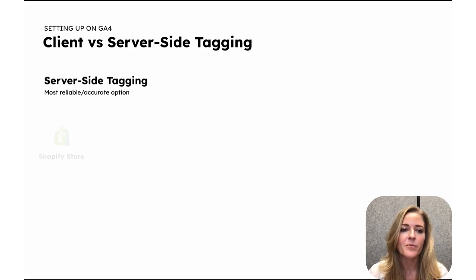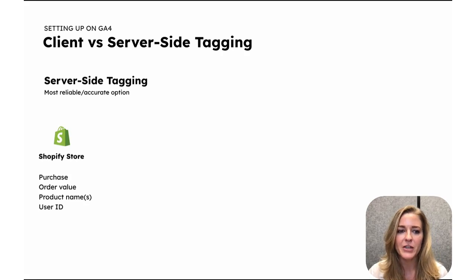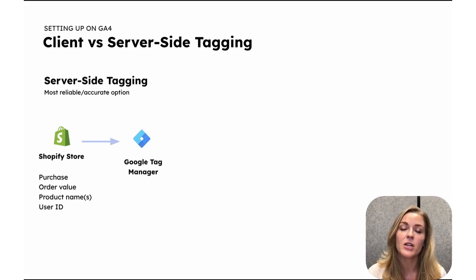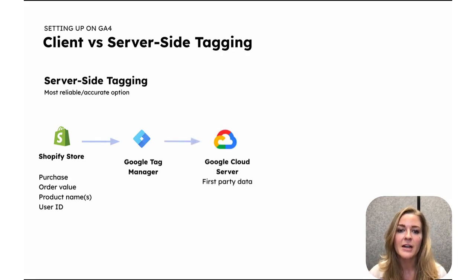So same deal, we have our Shopify store with all of our purchase information and our product names and user ID. But instead of going through the browser, we will send that information directly to Google Tag Manager from the Shopify store. And that's done through a Google Cloud server. That server is where your data is held. It is first-party data. It's not third-party. So it is owned by you. There's no security issues around that.